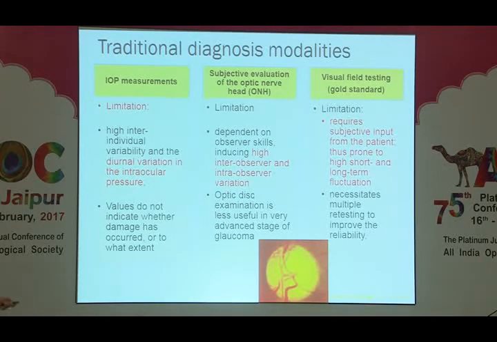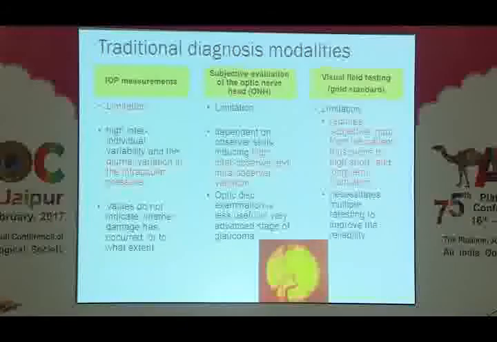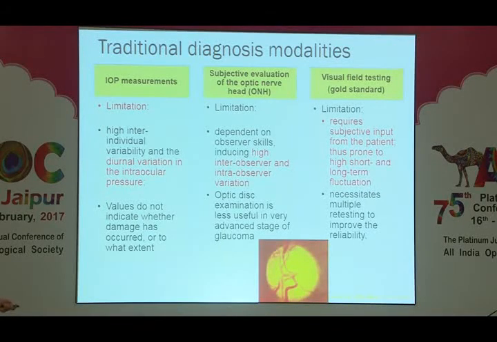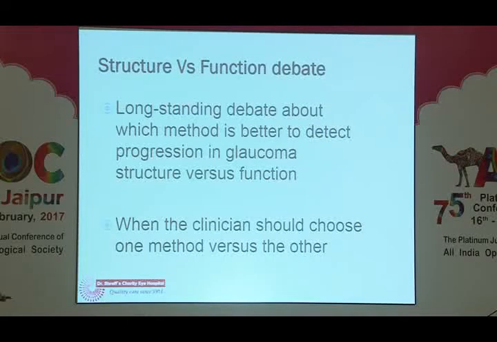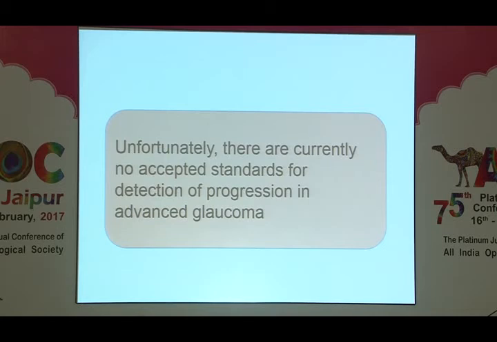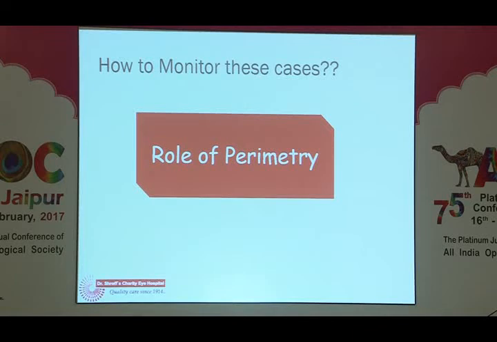However, as we know, it shows a lot of variability, especially in patients with very advanced glaucoma, and necessitates multiple retesting to improve reliability. There has been an increasing use of imaging over the last decade, and in fact, general ophthalmologists use it more frequently than the visual fields because of the ease of usage and performance. However, there's always a structure versus function debate about which method is better, especially in the case of advanced glaucoma. And unfortunately, there are no currently accepted standards for detection of progression in advanced glaucoma.